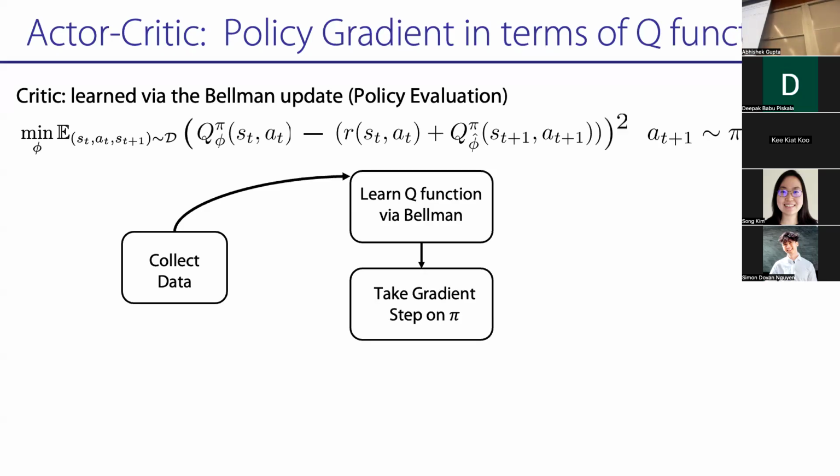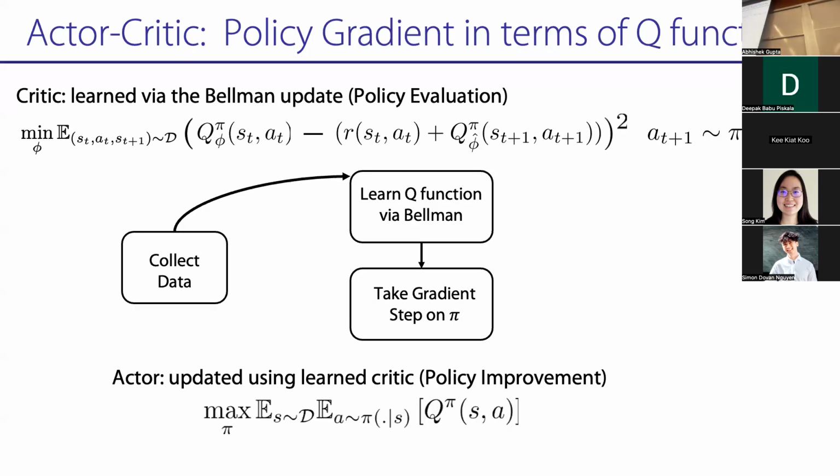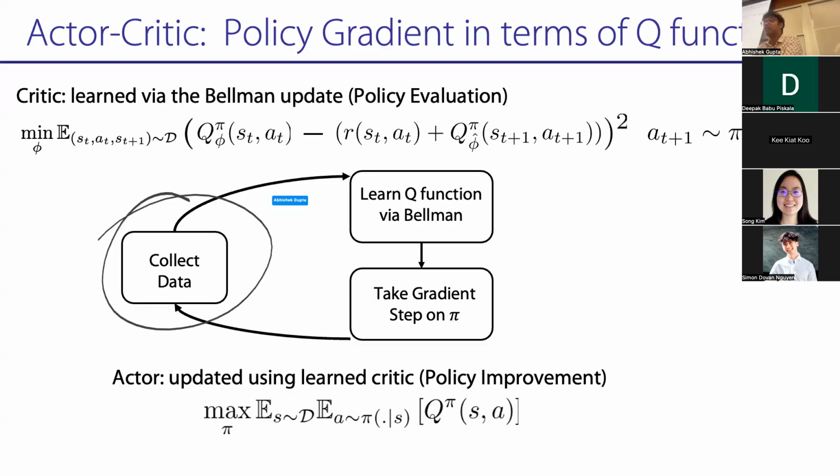Once you have a Q function, you take a step on pi. You do the policy improvement step. This just says, let me find the pi that maximally improves Q. And then you go and collect some more data with that new policy. The nice part is that you can keep pooling all your data together. You don't need to throw away any of your data because this can absorb all your data.